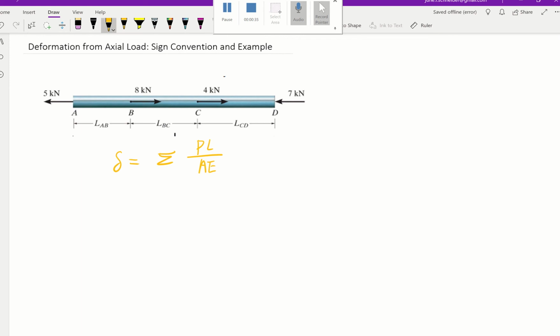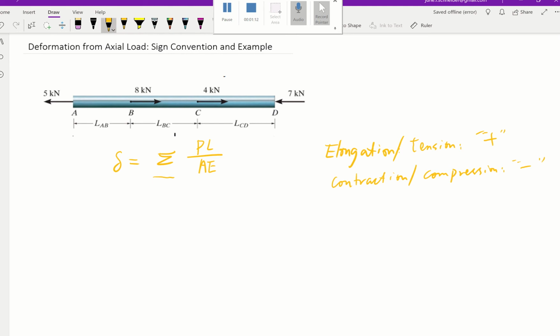And one thing I want to add today is about sign convention, because sometimes one section could be in elongation. So if the section is in elongation or it's in tension, internal forces, then we know this delta, the deformation, should be positive, right? And if it's contraction and causes shortening by compression, in that situation that section is considered to have negative deformation, and then you can sum them all up.